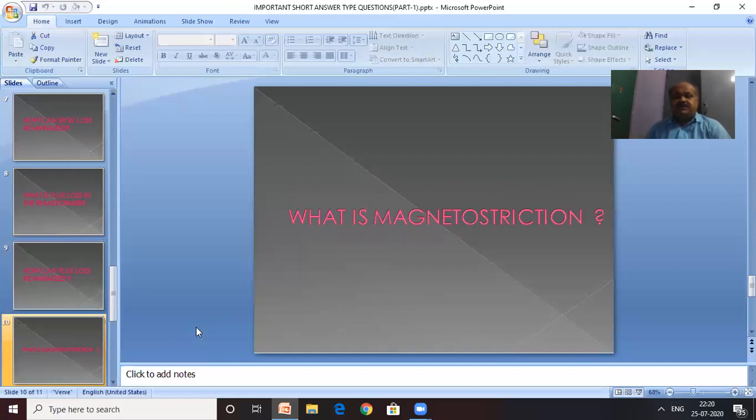What is magnetostriction? As we know, varying current flows through the primary coil, and due to this changing current, there is a contraction and expansion in the core. And this contraction and expansion in the core due to varying current is called magnetostriction.